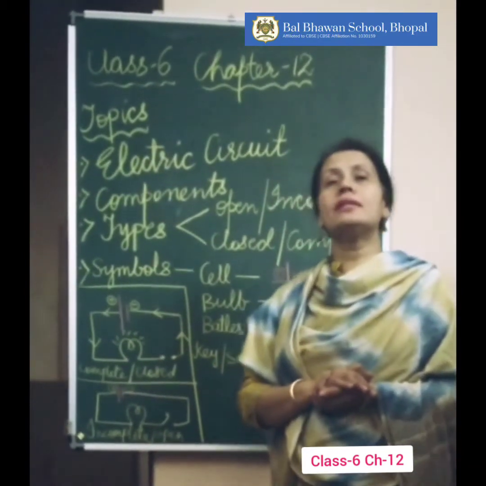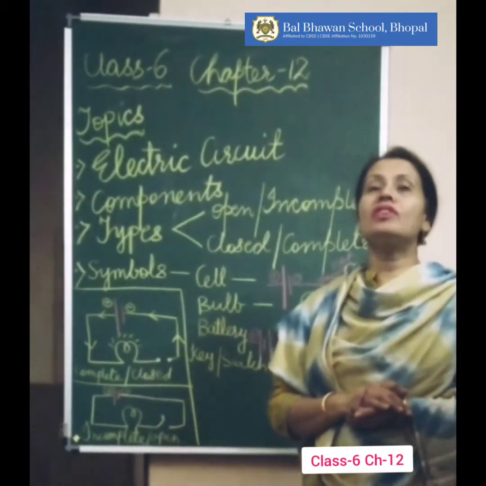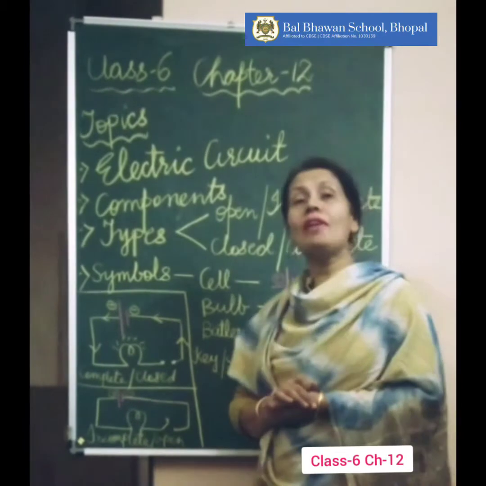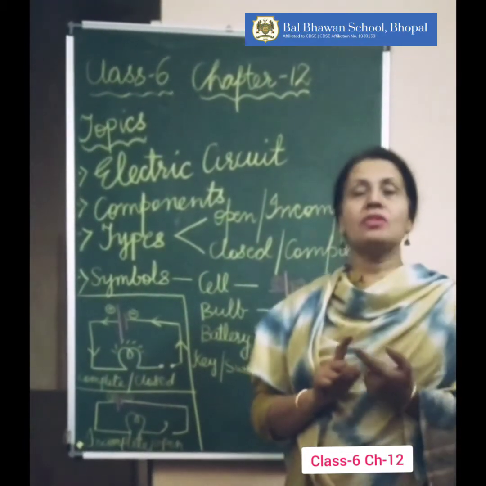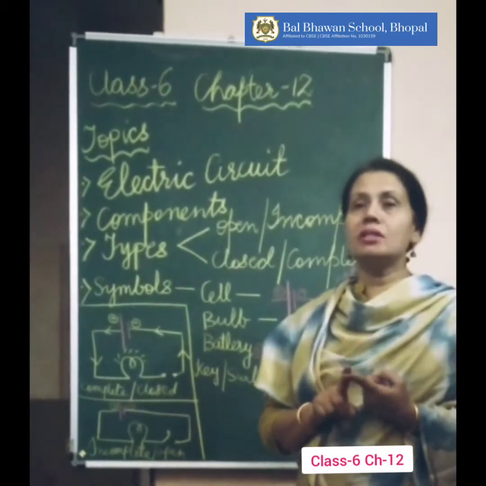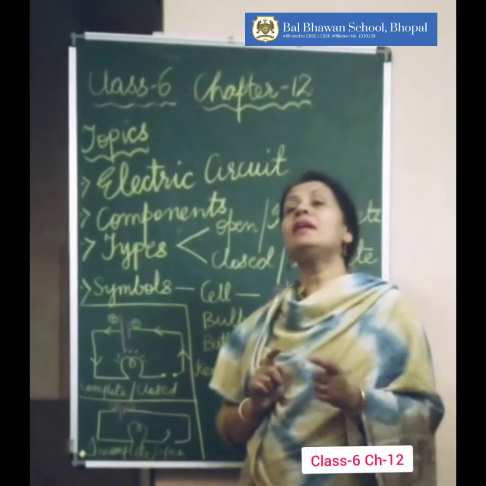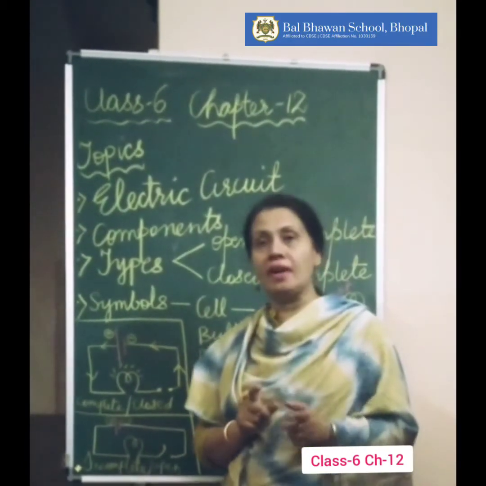Now, what is an electric circuit? An electric circuit is a complete path through which an electric current flows. Now, what are the components of an electric circuit? First of all, we need a source of electricity. That source is a cell or a battery, depending upon the amount of electric current required for the working of that device.